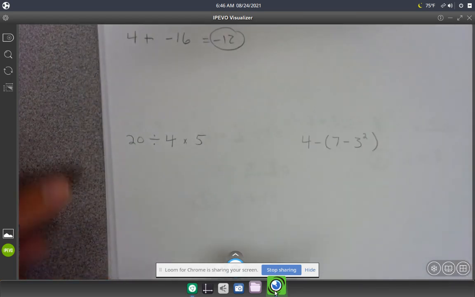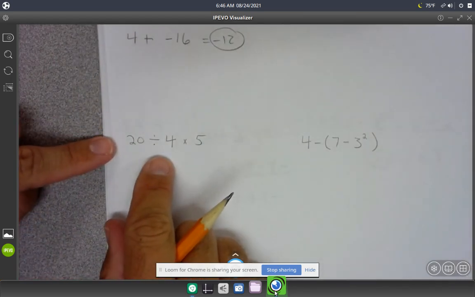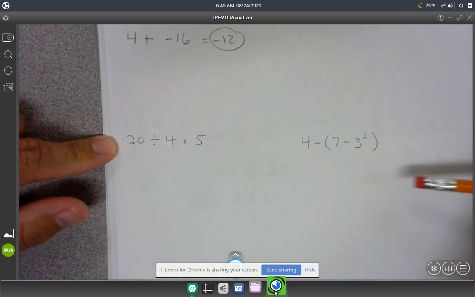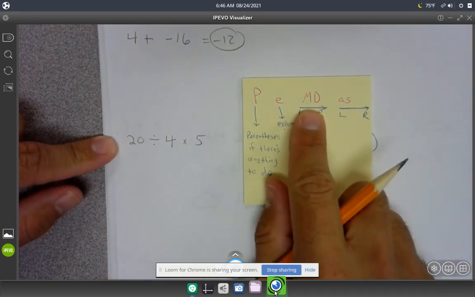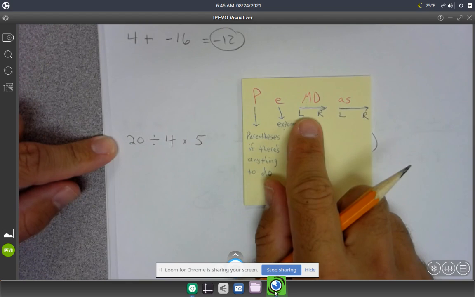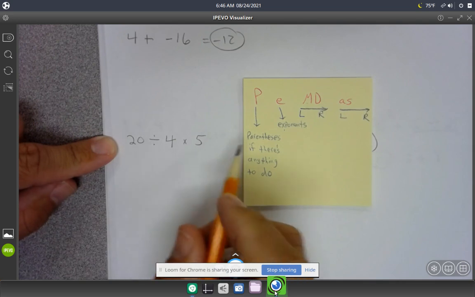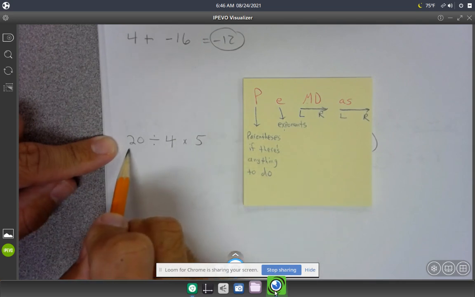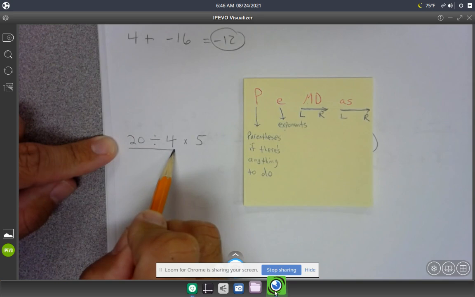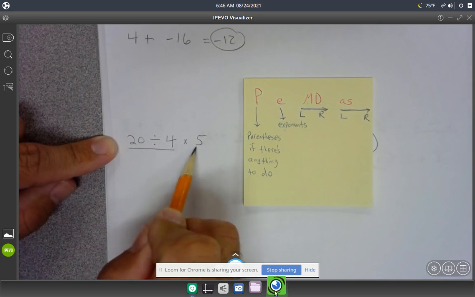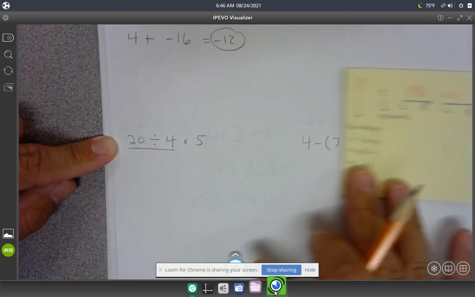All right, like I said, this one, a lot of people get the wrong answers. And this has to do with that MD, you're going to multiply or divide from left to right. So a lot of people do the 4 times 5 first because it seems easier. But what we actually need to do is the division before we do the multiplication. We're going to do either operation from left to right.